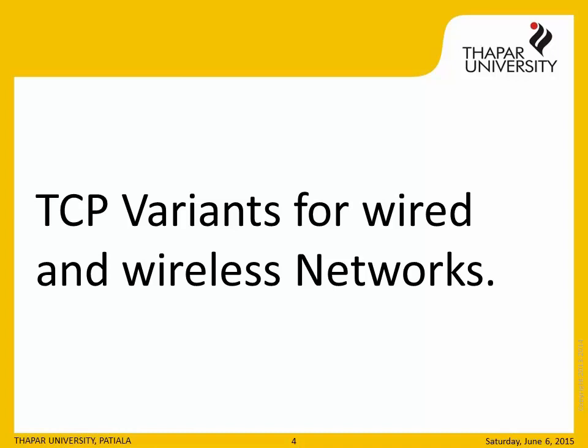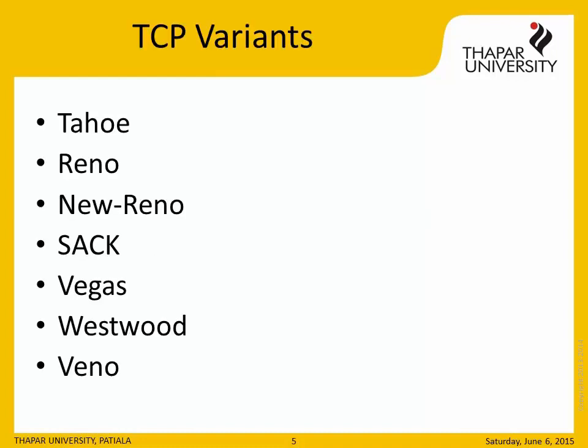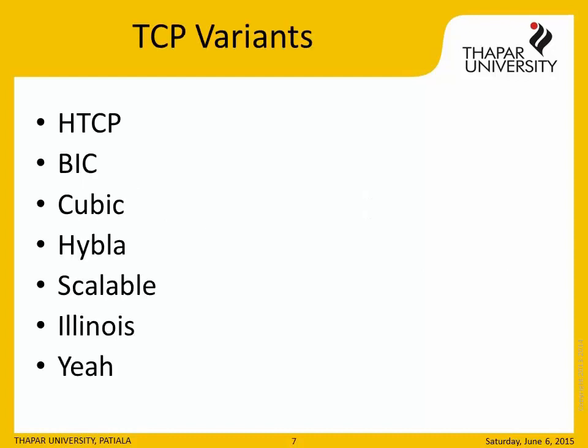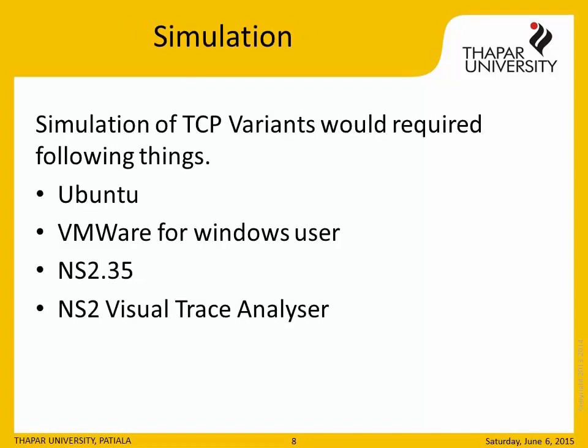Everything we do with TCP in congestion control is done by a variant. We have different types of variants, broadly categorized as TCP variants for wireless and wired networks, in which we have TCP Tahoe, Reno, New Reno, SACK, Vegas, Westwood and Veno. And then we have another category, TCP variants for high speed and long distance networks. In that we have HTCP, BIC, Cubic, Hybla, Scalable, Illinois and YeAH.